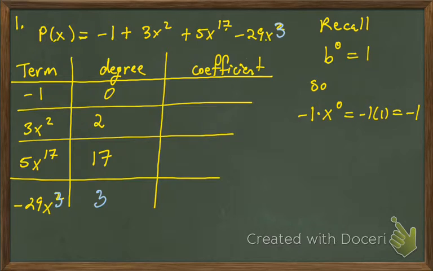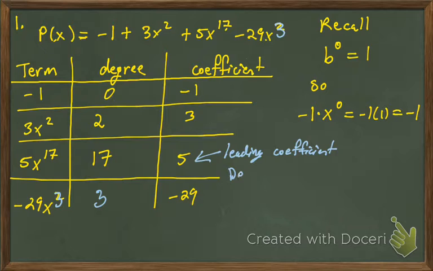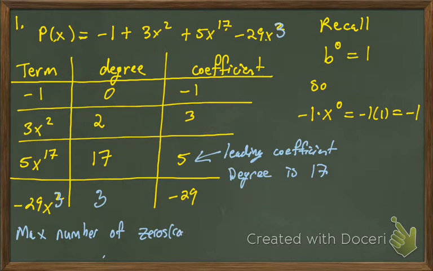Okay. Now we're going to grab the coefficients. Our coefficients are going to be minus 1, 3, 5, and negative 29. The 5x to the 17th has the largest exponent, so that's going to be the leading term. So the leading coefficient is going to be 5. And our degree is our largest exponent, which is 17. So this will have a maximum number of zeros, or roots, being 17. Okay, a big polynomial. So the maximum number of zeros would be 17 for this one.